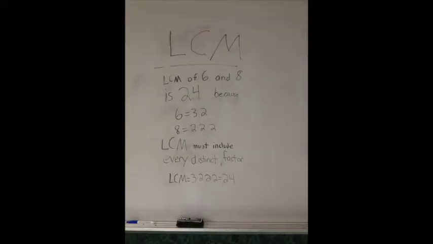To review least common multiple, we have the example of finding the least common multiple of 6 and 8. So the LCM of 6 and 8 is 24, since 6's factors are 3 and 2, and 8's factors are 2 times 2 times 2. The LCM must include one of every distinct factor from each of 6 and 8. Therefore, the LCM equals 3 times 2 times 2 times 2, which equals 24.